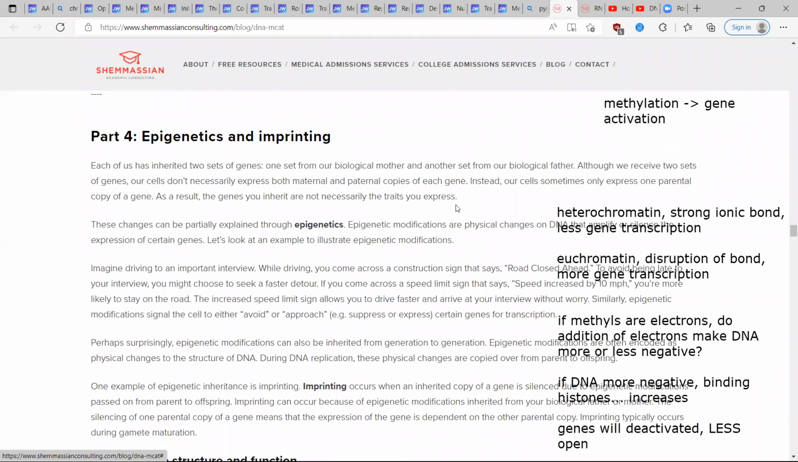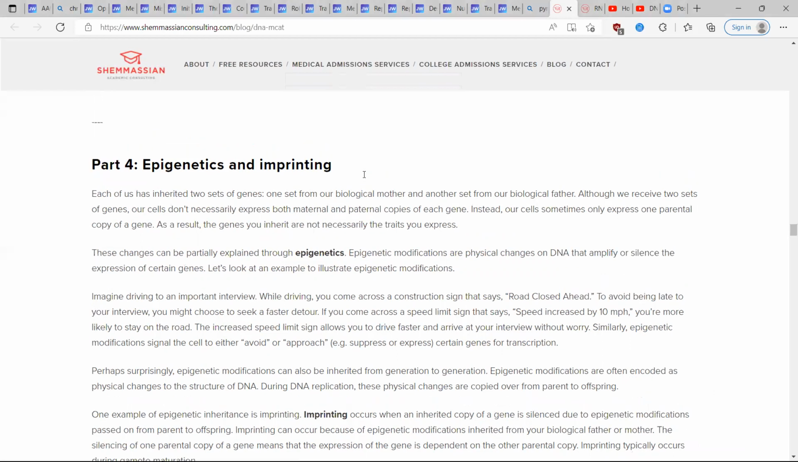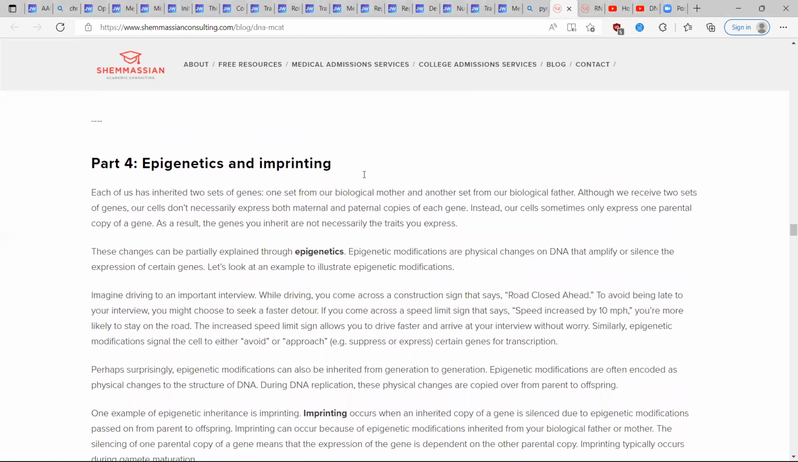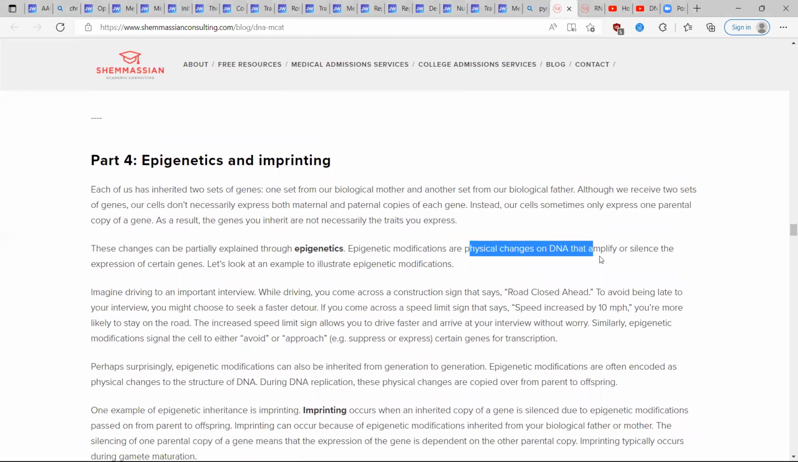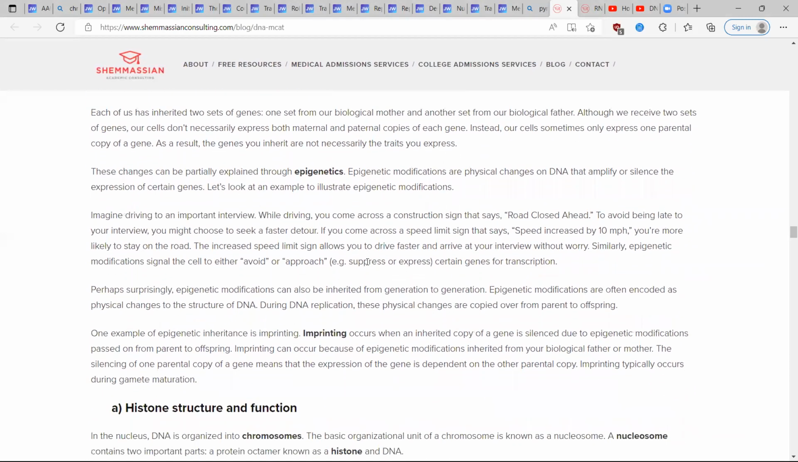Epigenetics. So we talked a little bit about epigenetics. Epigenetics just means physical changes on DNA that amplify or silence the expression of certain genes. So what we talked about with the histone acetylation and methylation, that's a form of epigenetics because we're modifying the expression of the genes.